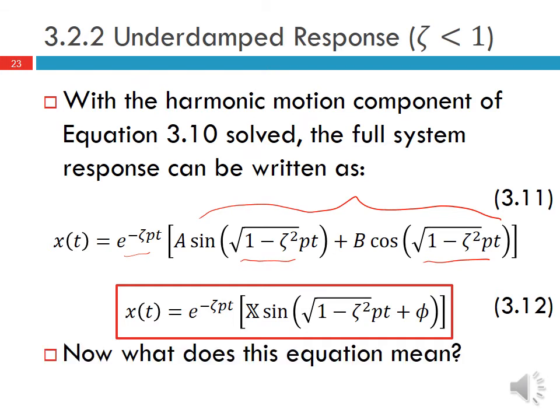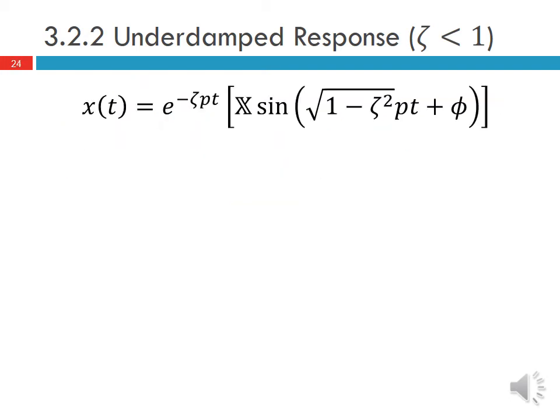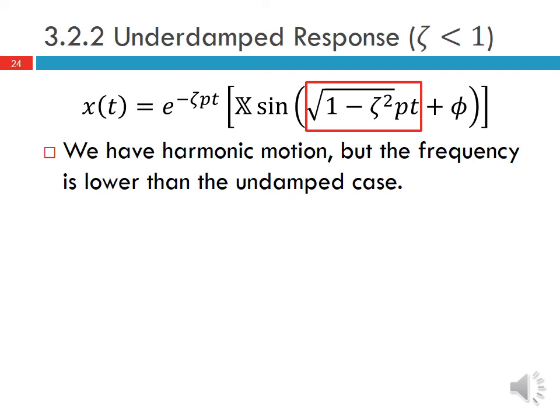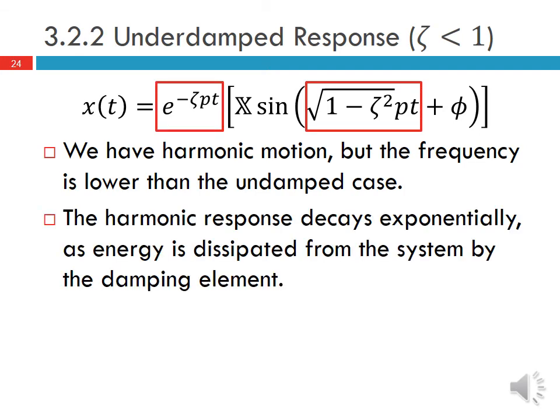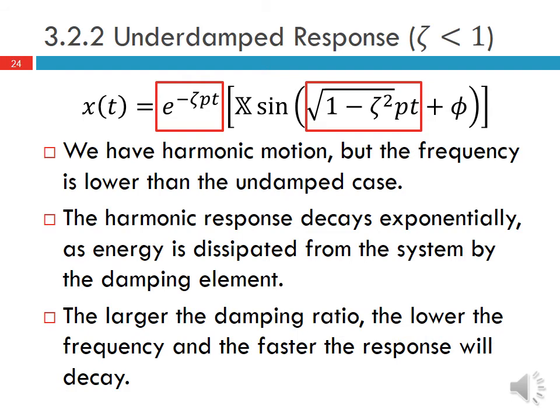So what does this equation mean? Let's take a look at the different components and understand what this response actually looks like. So we have the harmonic motion part of it. The frequency that it occurs at is lower than the undamped case. So it doesn't occur at the natural frequency of the system. It occurs at the damped natural frequency, which is omega d, which is slightly smaller than p. And this harmonic response decays exponentially as energy is dissipated from the system by this damping element. The larger the damping ratio, so the bigger the value of zeta, the lower the frequency and the faster the response will decay.